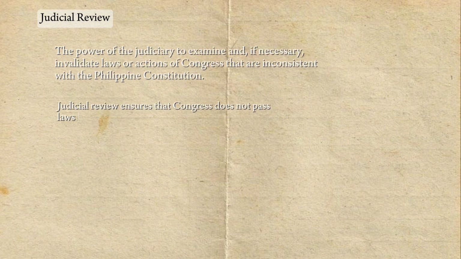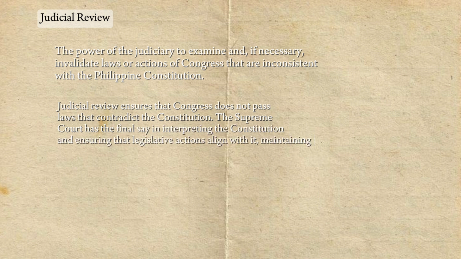Primarily, the Supreme Court can review and rule on the constitutionality of laws passed by Congress. If a law violates the Constitution, the court can declare it invalid. This ensures that all laws conform to constitutional principles and prevents Congress from overstepping its authority.